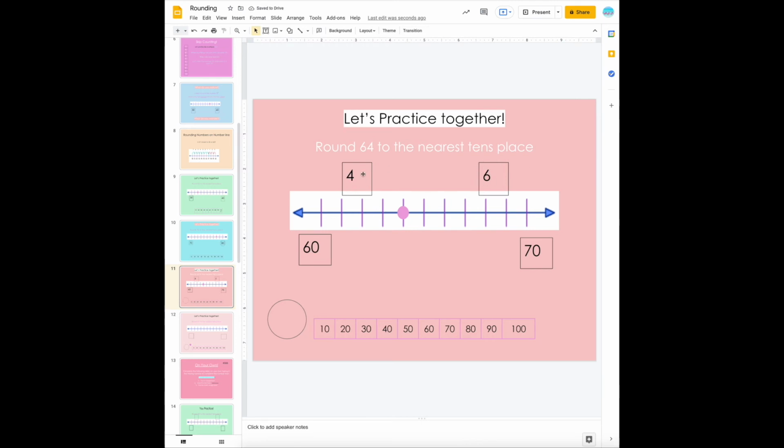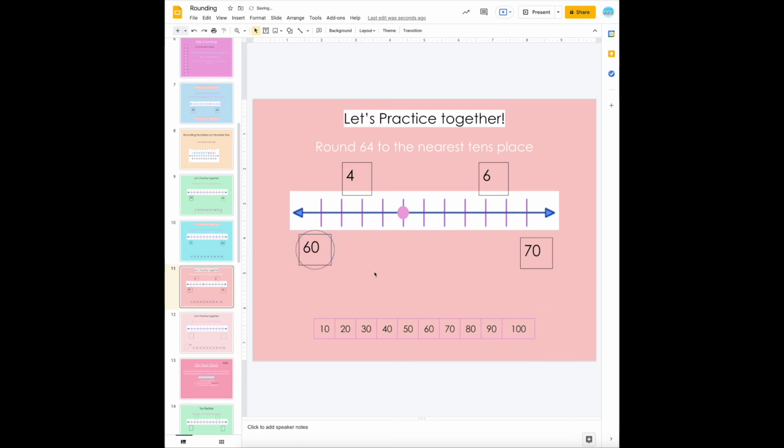Now this makes it a little bit easier because all you have to do is look at those numbers and think, do I only want to jump 4 times or 6 times? Remember, we want the fewest amount of jumps, so I know that it goes down, and because it's only 4 jumps, I know that 64 is going to round to 60.